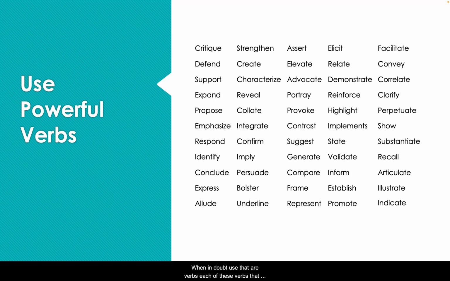Each of these verbs that you see on this slide means something different than the other, right? They all offer incredibly specific action that you can be using in your sentences instead of different forms of the word be. Right? In order, if one thing is emphasizing something, that is much different than something being validated or shown or perpetuated or elicited, right?